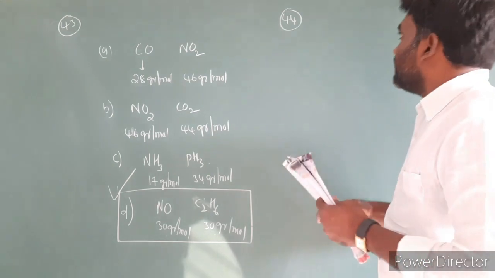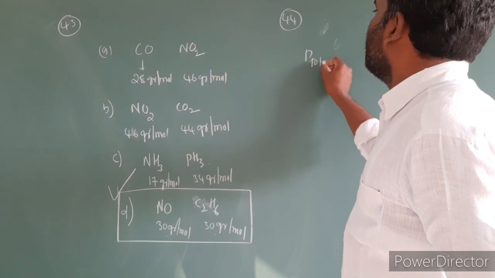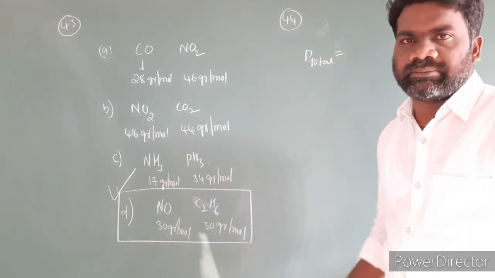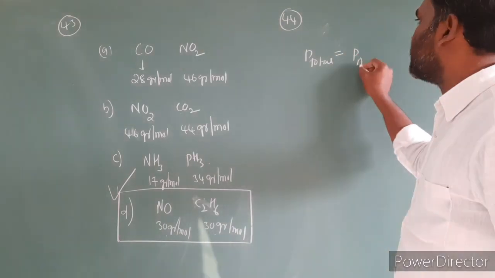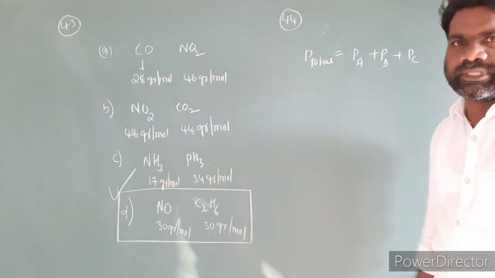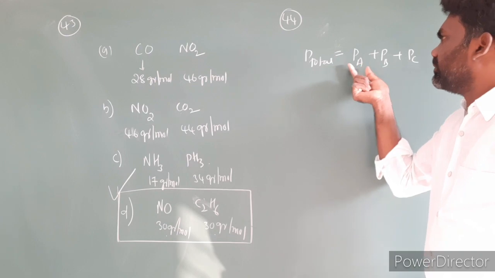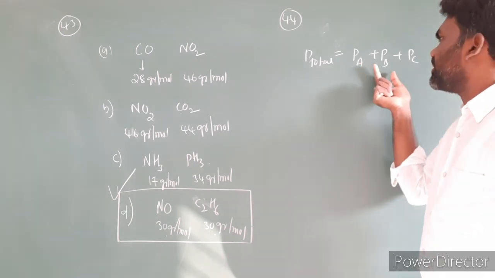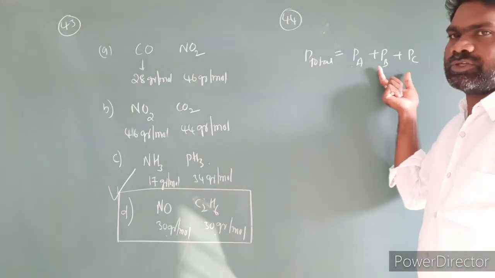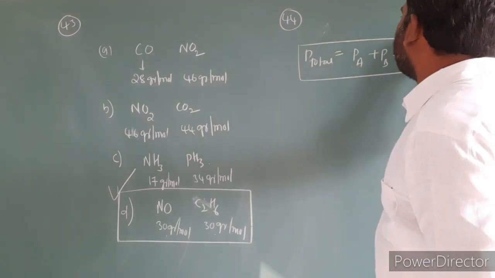According to Dalton's law of partial pressure, the total pressure of a non-reactive mixture of gases, P total, is equal to the sum of the partial pressures. The partial pressure of A gas plus partial pressure of B gas plus partial pressure of C gas. The partial pressure of A gas is Pa, of B gas is Pb, and of C gas is Pc. The sum of the partial pressures is equal to the total pressure.